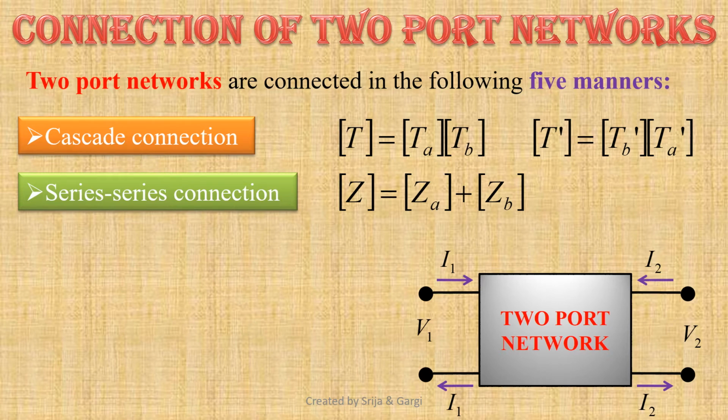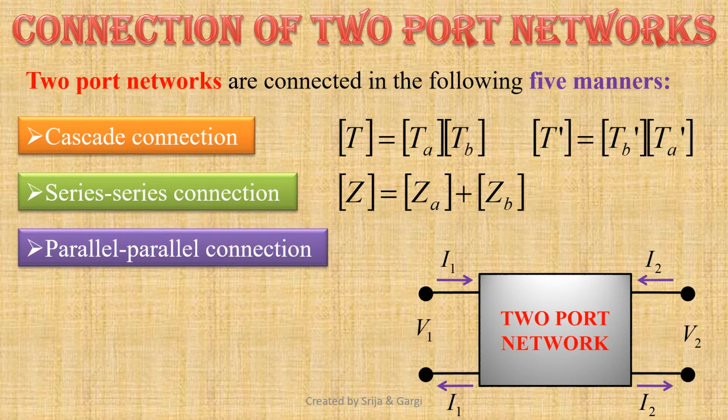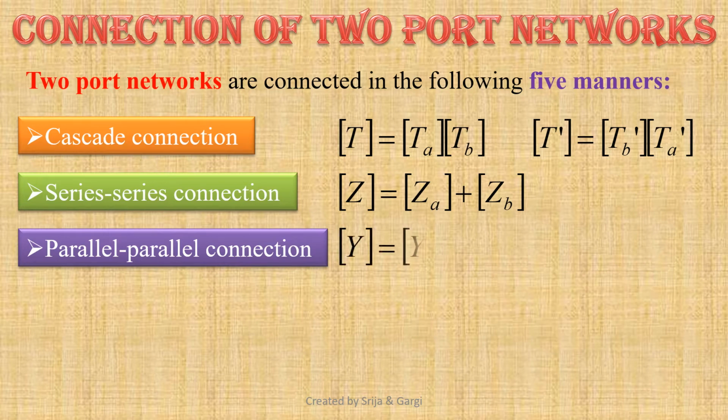When both input ports and output ports are connected in parallel, we call it parallel connection. The overall Y parameter matrix of parallel connected two-port networks is the sum of the Y parameter matrices of each individual two-port network connected in parallel.